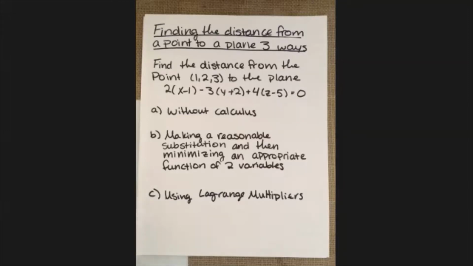In today's video, I wanted to take some time to talk about a really popular problem for applying different methods of optimization to, in which we solve finding the distance between a point and a plane in three different ways. So I have our example here that we're going to work through, and I'm going to talk briefly about the first method, but then really focus mostly on the last two methods. So let's go ahead and get started.